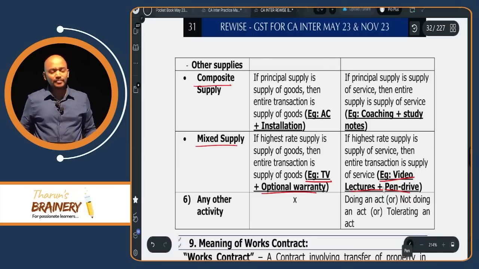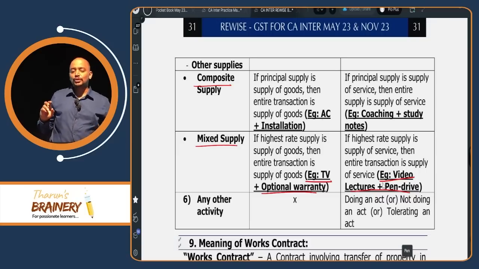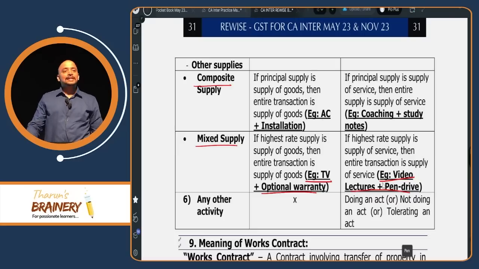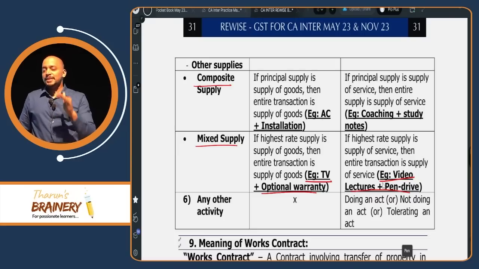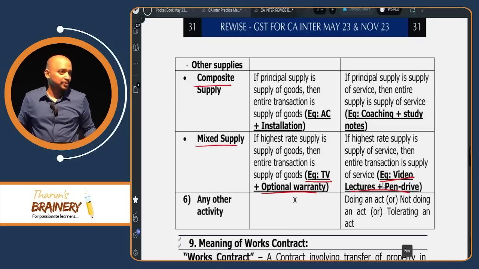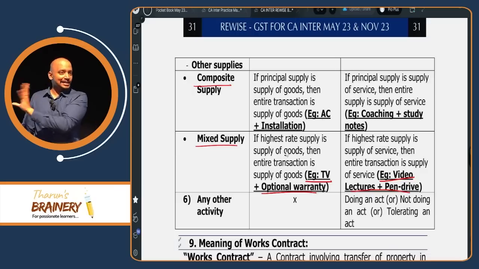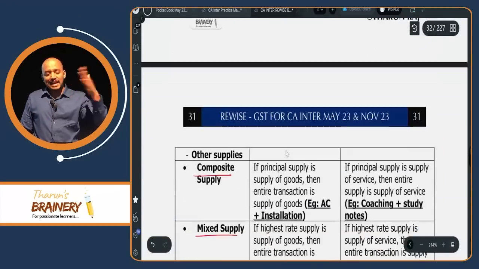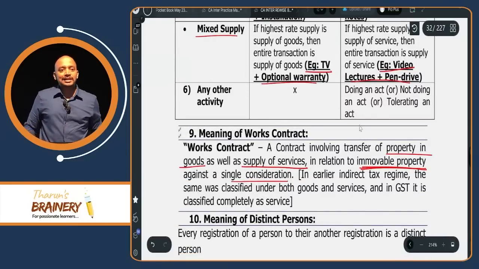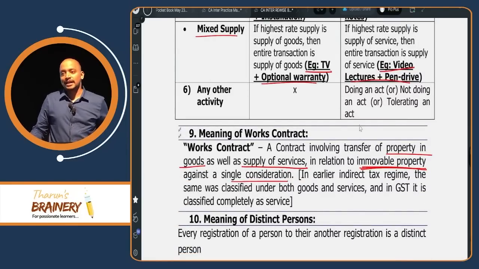Is it clear? Therefore, whenever it is a composite supply that involves both goods and services, if the principal supply is goods, entirely it will be treated as goods. If the principal supply is service, entirely it will be treated as supply of service. And mixed supply, if the highest rate supply is goods, entirely it will be treated as goods. If the highest rate is service, entirely it will be treated as service. Apart from these five, any other activity will come under supply of service. Either doing an act, not doing an act, or tolerating an act.